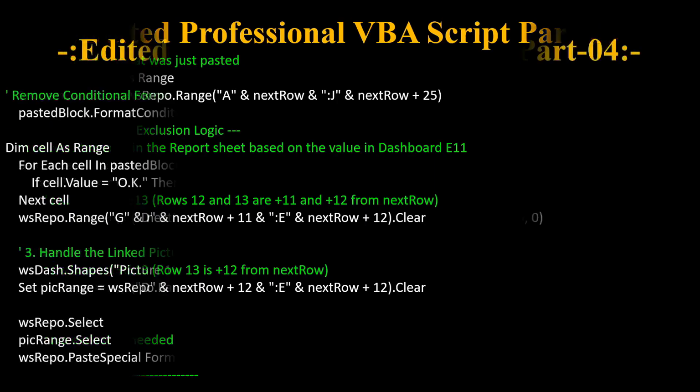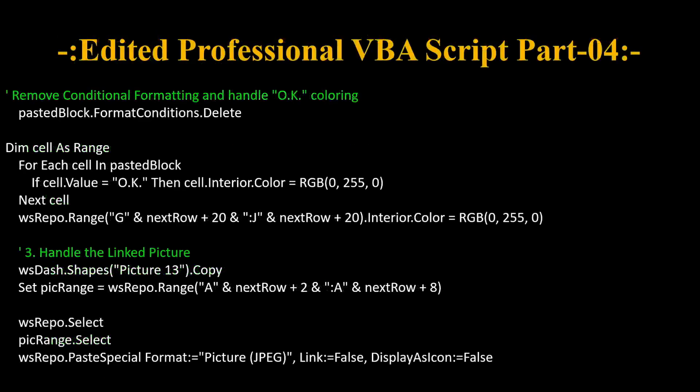Part 4. Handling logic and pictures. Next, we strip away the conditional formatting logic, but we use a For Each loop to manually highlight every cell that says OK in bright green. Then, we grab picture 13 from the dashboard. Notice that we are no longer jumping back and forth between sheets. The code handles the transfer behind the scenes.